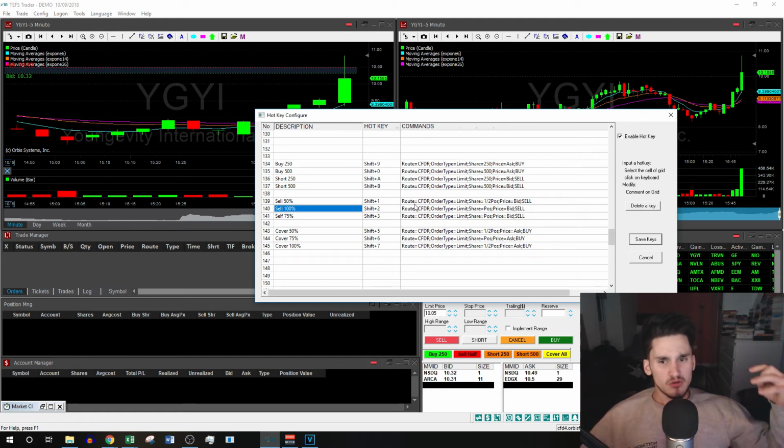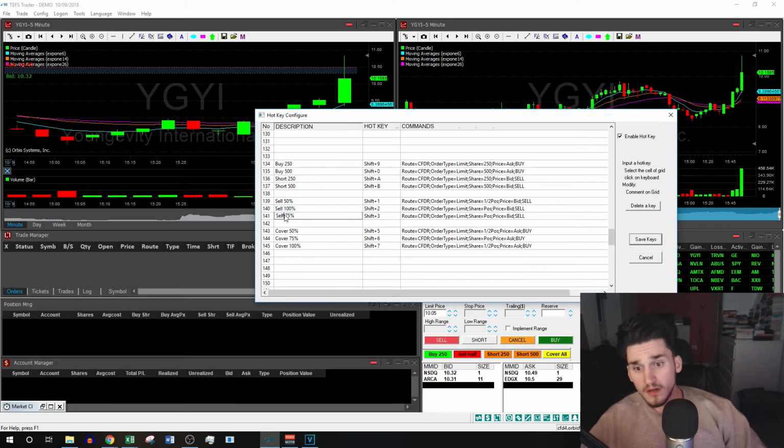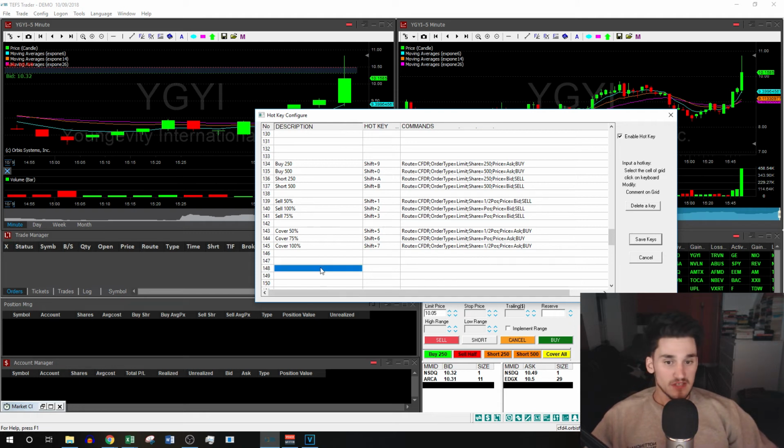Now sell 100% is exactly the same, but the shares is going to be equal to POS, the position. Now that says self, not sell. Sell 75%, route CFDR, order type limit, share equal position, price is bid, and we're going to sell.